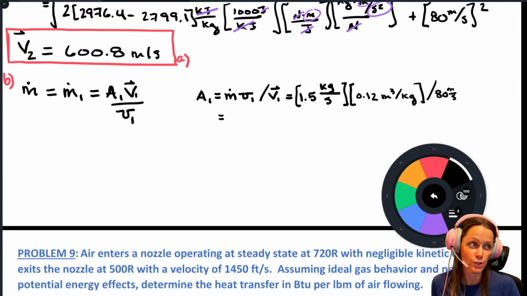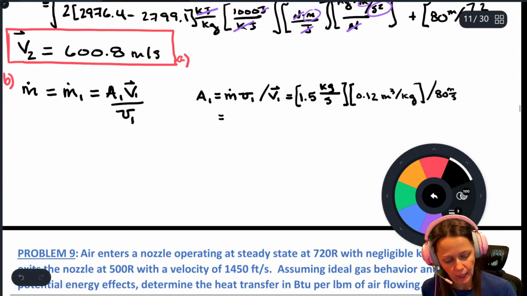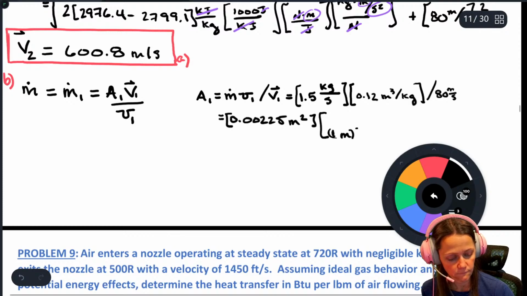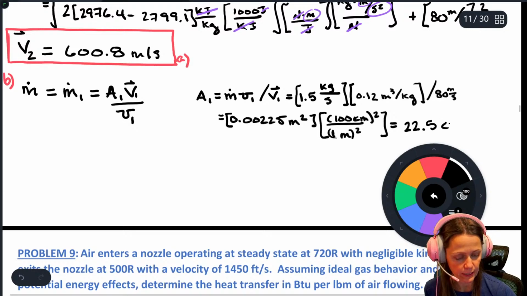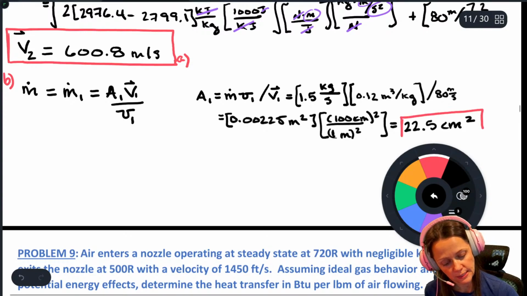I want it in centimeters squared, so just another little unit conversion issue. I end up getting 0.00225 meters squared, and if I put it in centimeters, I end up getting 22.5 centimeters squared. That's the area at 1.